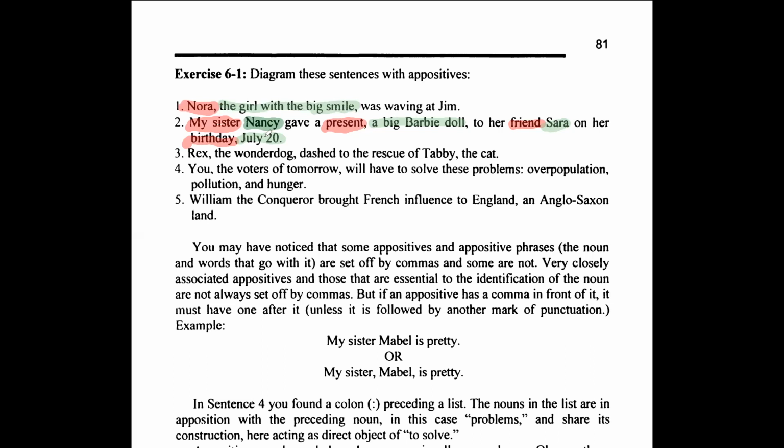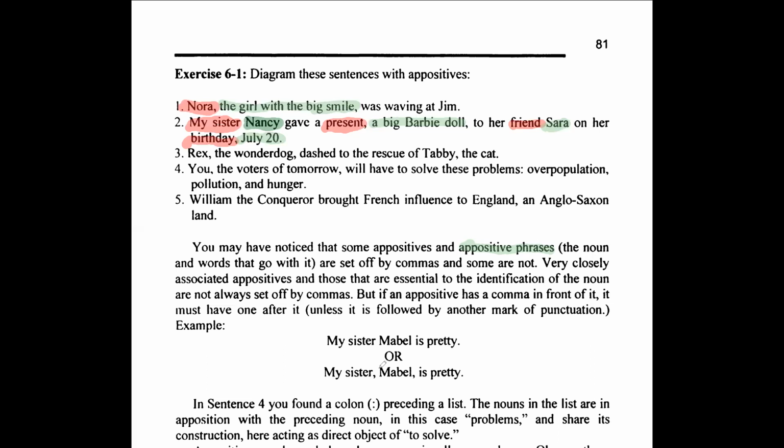Now you notice you use them all the time, right? And you can finish the rest, okay, on your own. Now you may have noticed that some appositives and appositive phrases, the noun and the words that go with it, or the pronoun and the words that go with it, are set off by commas and some are not. Very closely associated appositives and those that are essential to the identification of the noun are not always set off by commas, right? They're essential. But if an appositive has a comma in front of it, it must have one after it, unless it is followed by another mark of punctuation.